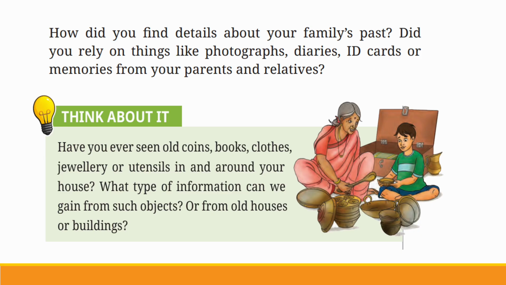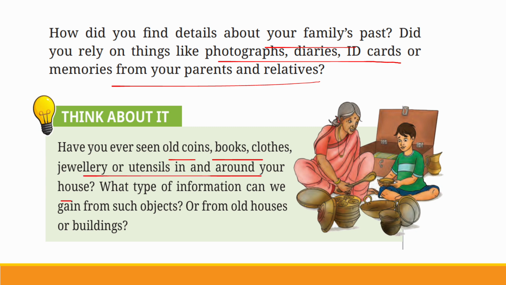How did you find details about your family's past? Did you rely on things like photographs, diaries, ID cards, or memories from your parents and relatives? So you might have got information about your family's past from photographs, diaries, ID cards, or memories from your parents and relatives. Have you ever seen old coins, books, clothes, jewelry, or utensils in and around your house? What type of information can we gain from such objects or from old houses or buildings? So you will get much information about the past from old objects, old houses, buildings, etc.